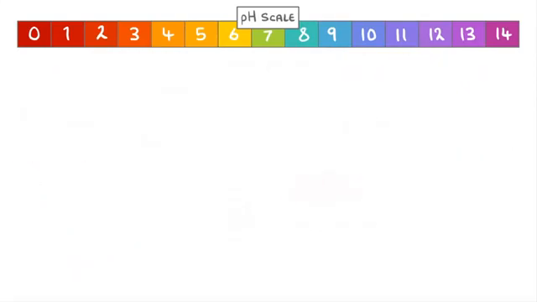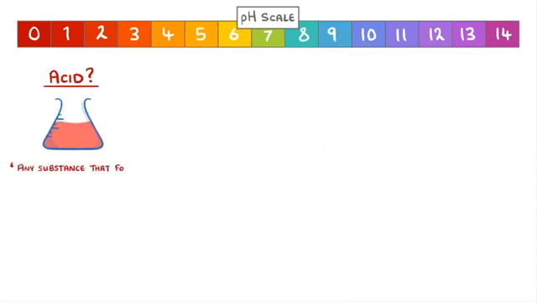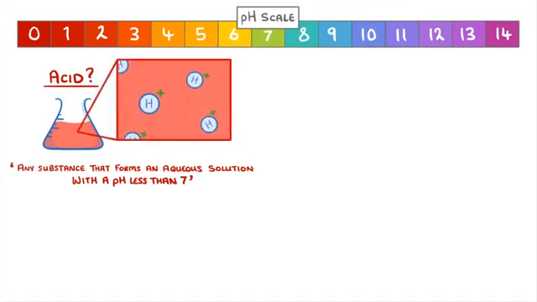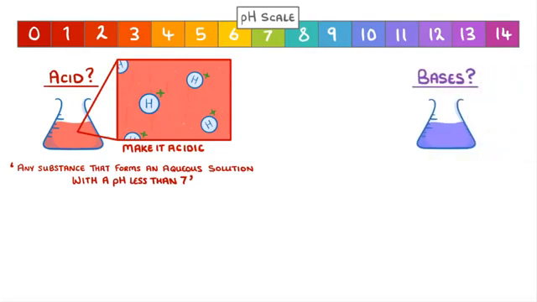The next thing we need to look at is what exactly makes something an acid. You can define an acid as any substance that forms aqueous solutions with a pH of less than 7. And the reason for this is that acids release hydrogen ions in water, which make the solution acidic. On the other side of the scale, we have bases, which we define as any substance with a pH greater than 7.